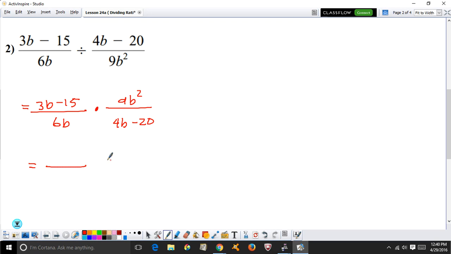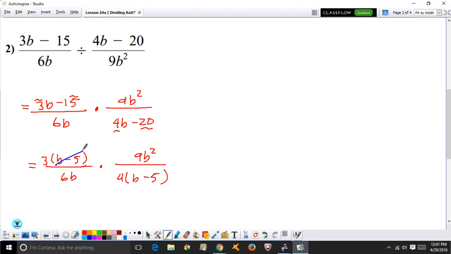Look at the top right. Can I factor anything out? I see that 3 and 15 have a 3 in common, so I can factor out a 3. What do we have left? b minus 5. I just rewrote it. Denominator, 6b, nothing you can do about it. Numerator, 9b squared, nothing you can do about it. Denominator, I see that they have a 4 in common, so let's factor that out. Factor out a 4. What do we have left? b minus 5.